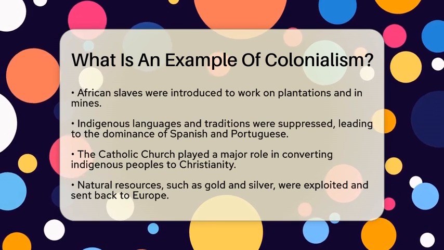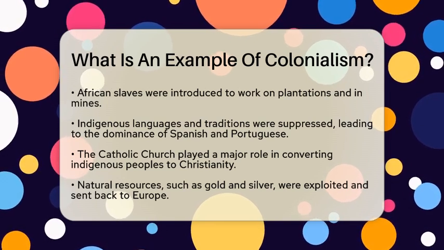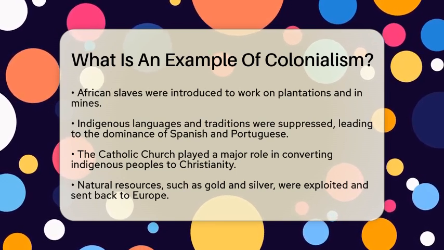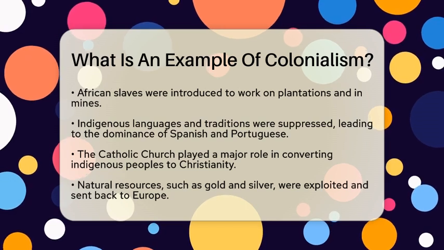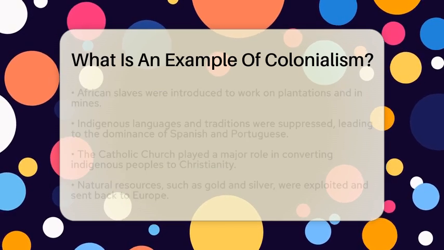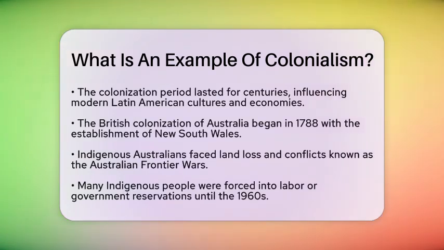This led to conflicts known as the Australian Frontier Wars, which resulted in the displacement and suffering of the indigenous population. Many were forced to work on farms or live in government reservations until the 1960s. Today, Australia is working towards reconciliation between the British descendants and the indigenous people. This example shows how colonialism can shape the history and identity of a nation, often with lasting and complex consequences.